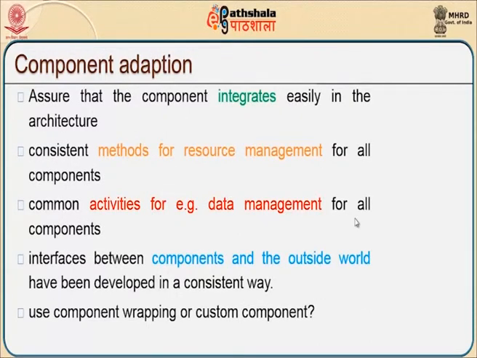Component adoption: assure that the component integrates easily in the architecture, consistent methods for resource management for all components, common activities, for example data management for all components, and interfaces between components and the outside world developed in a consistent way, using component wrapping or a custom component. So whatever it might be, if we want to integrate, we can use components. If we want to use only the resources, we can invoke the component. If we want to make data management applicable, we can reuse the component. Any component that needs to collaborate with the outside world, we can look at it as a component.